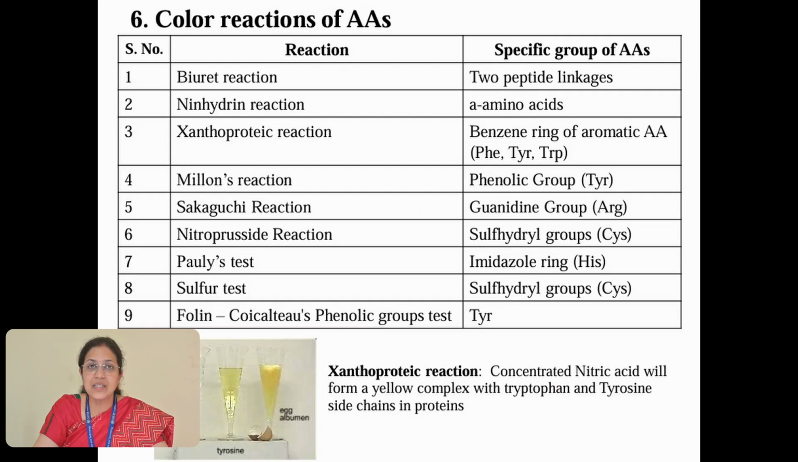Now coming to the color reactions. Amino acids undergo many color reactions which indicate the presence of specific groups in their structure. For example, the Biuret reaction indicates the peptide linkage, and ninhydrin indicates alpha amino acids. The Xanthoproteic reaction tells us about the benzene ring. Millon's reaction tells us about the phenolic group. Like that, you have various color reactions which indicate specific amino acid groups.